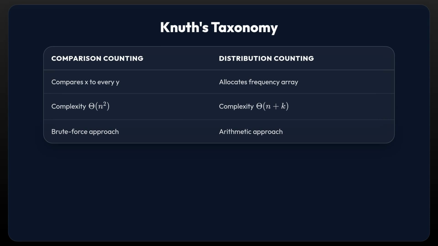Donald Knuth formalized a critical distinction between two types of counting. On the left, we have comparison counting, a brute force method that compares every element against every other, resulting in poor quadratic performance. On the right is our focus, distribution counting. This method constructs a frequency histogram to determine rank, achieving linear efficiency.